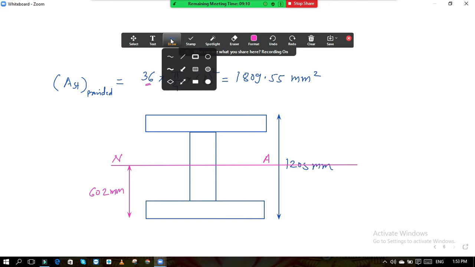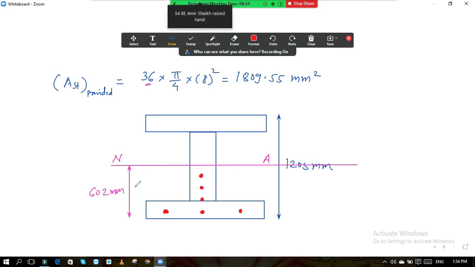Okay. Now we will place our bars. First, second, here third, here is fourth, fifth, sixth. So these are the 6 cables. Okay. Now this is 602.